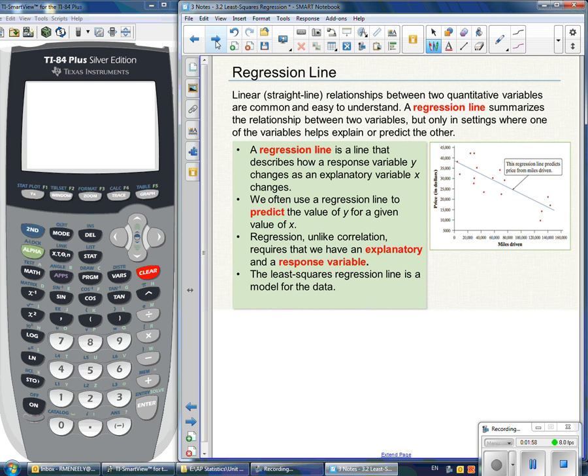So to fill in your little chart, a regression line is a line that describes how a response variable y changes as an explanatory variable x changes. We often want to use a regression line to predict the value of y for a given value of x. I mean, that's usually the purpose for modeling. We want to be able to make sense of a situation and make predictions from it. Regression, though, unlike correlation, requires that we have the explanatory-response relationship. If we want to use it to make predictions, then we need to know that one variable is explaining the other. And so you're not going to use it necessarily in situations where you don't have that association. And again, the least squares regression line, that's the same as our line of best fit, is a model for the data.